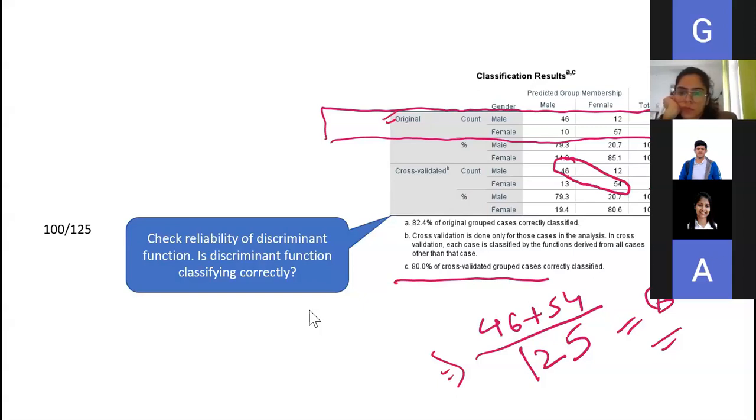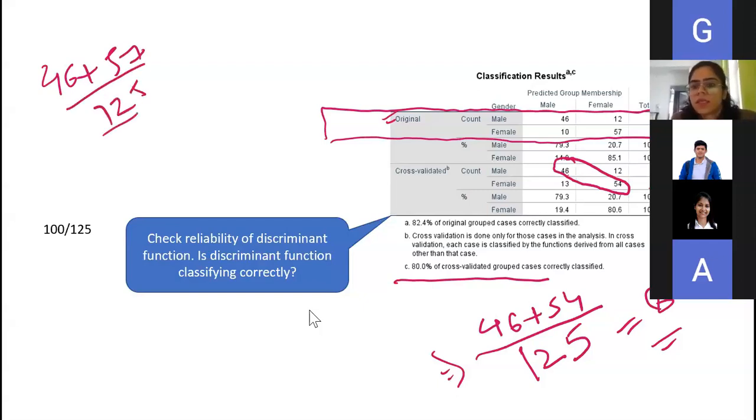80.8. No, how have you calculated this? Ma'am, 82.4. 46 plus 57 by 125. Yes, Ritik. 82.4. Yeah, Ankush, yes, 82.4%. That will give you 82.4%. That's a very important matrix. It's called confusion matrix, by the way. And in logistic regression also we use it.